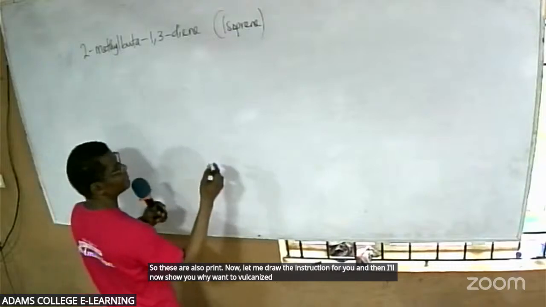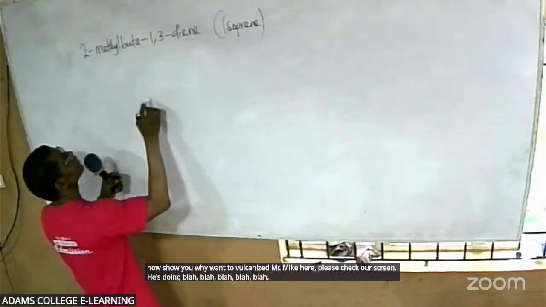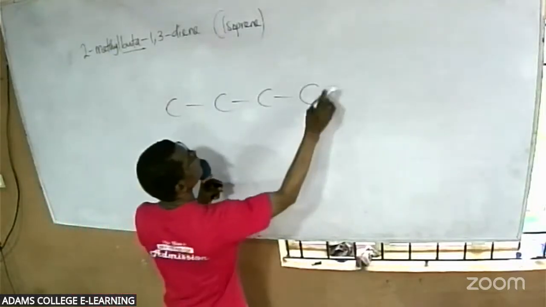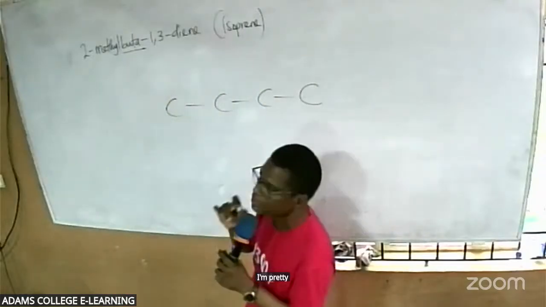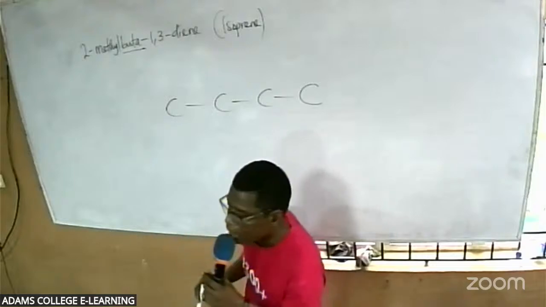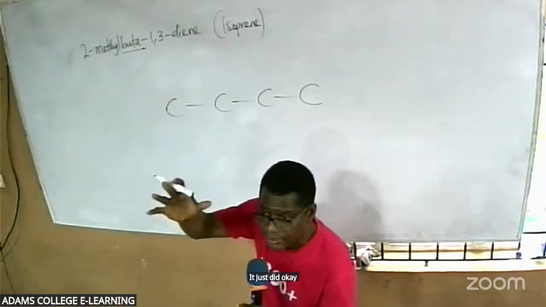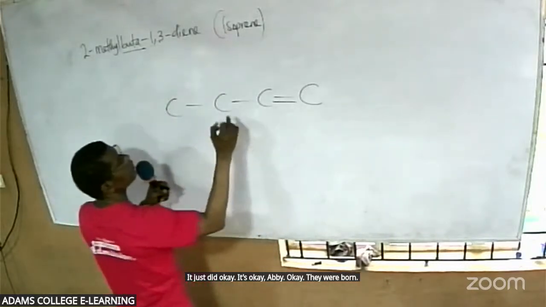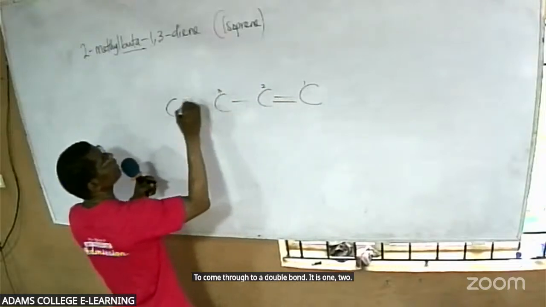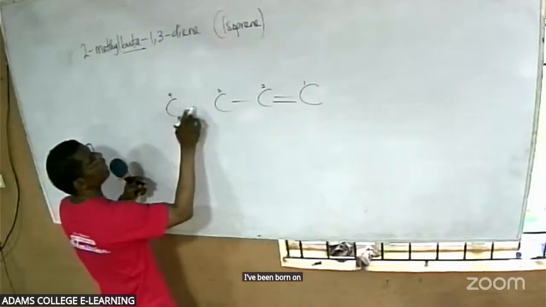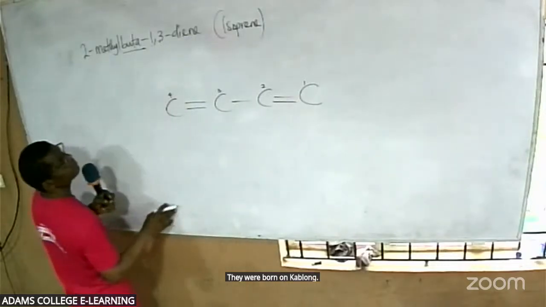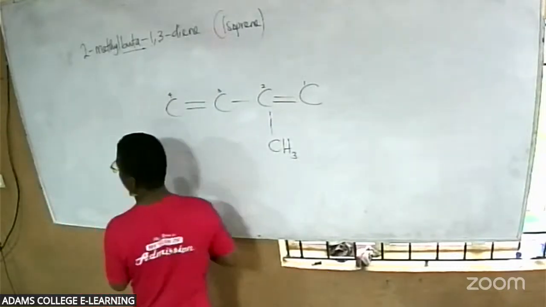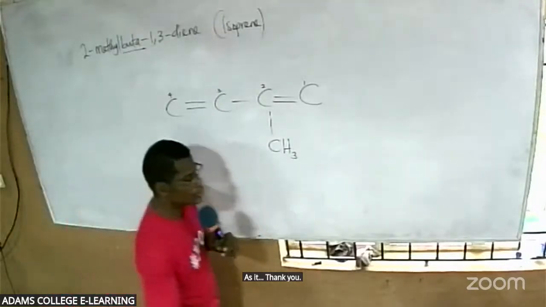Buta, how many carbons is buta? 1,3-diene, what does that mean? Double bond on carbon 1, double bond on carbon 3. So it is 1, 2, 3, 4. Then 2-methyl, another methyl there. That's it. So that's 2-methyl.